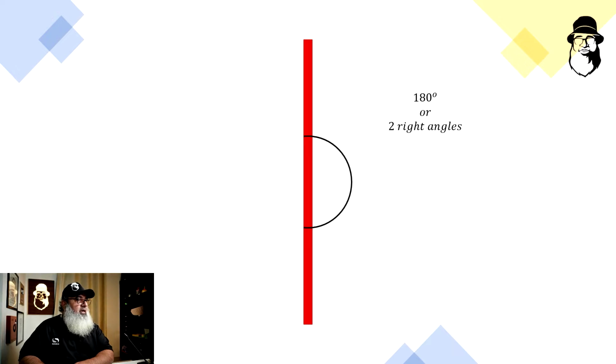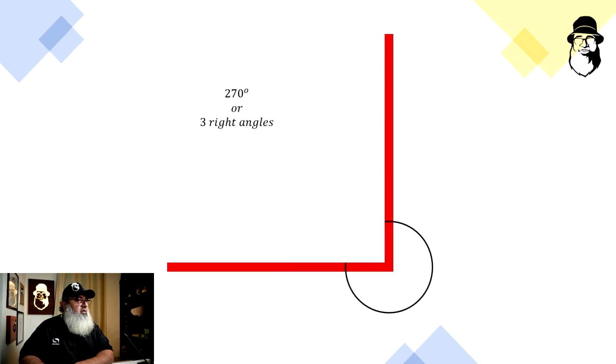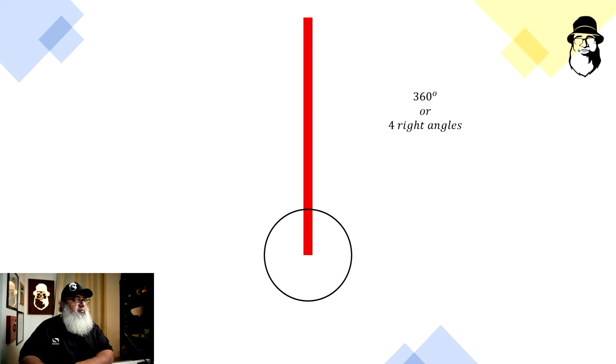Now, this is 90 degrees or one right angle. This is 180 degrees or two right angles. This is 270 degrees or three right angles. And this is 360 degrees or four right angles. And this is a full turn.